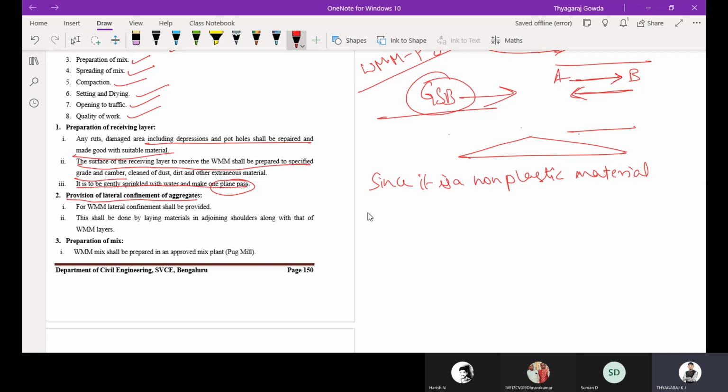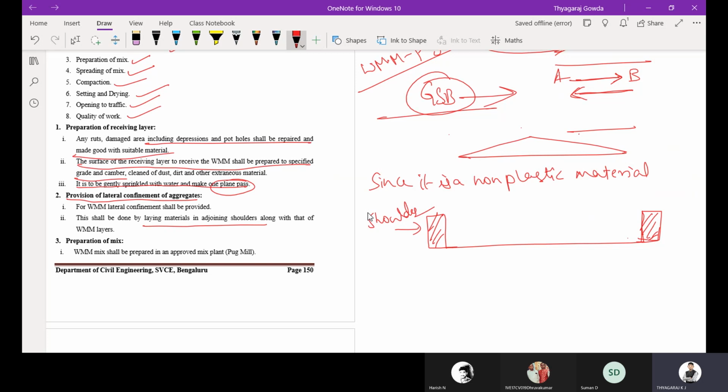How are we going to provide it? By laying materials in adjoining shoulders. So this will be the GSB. Above this, you are going to construct the shoulder portion. This is the shoulder we are going to provide to avoid the loss of material or segregation of aggregates.